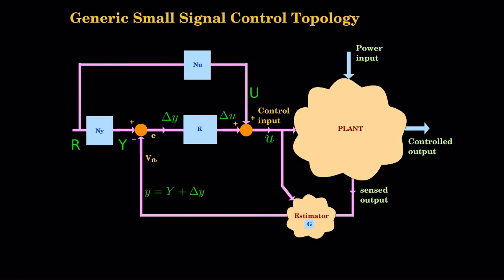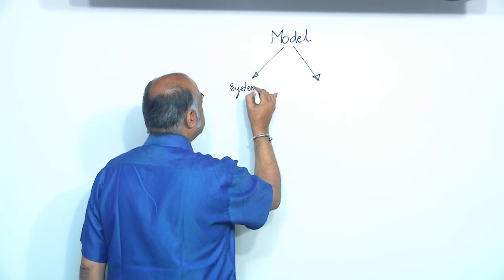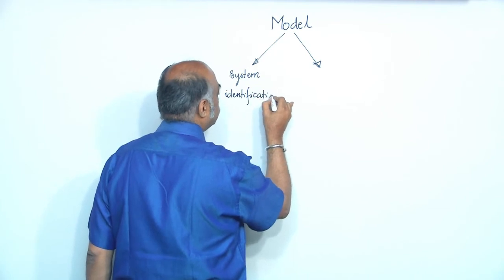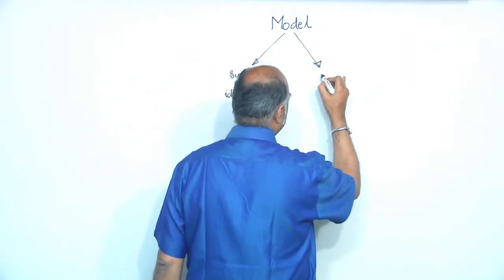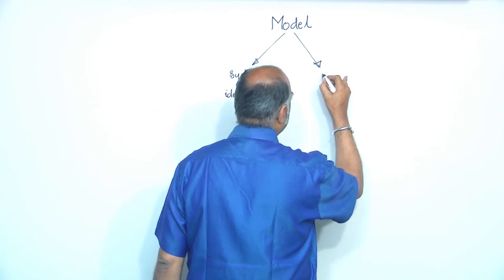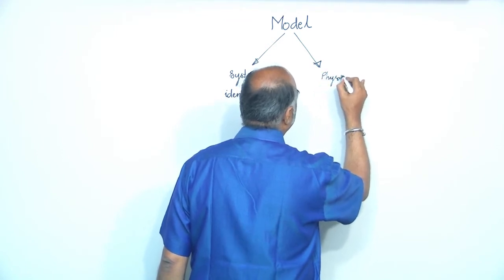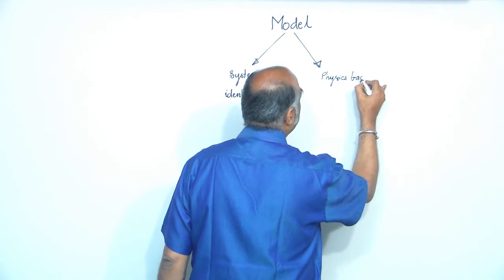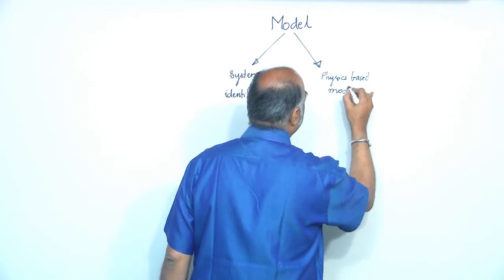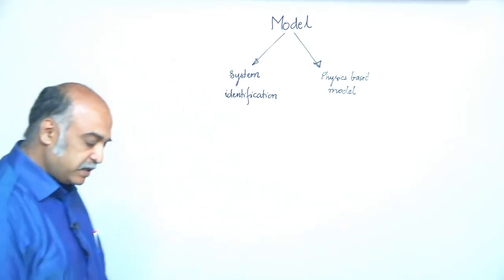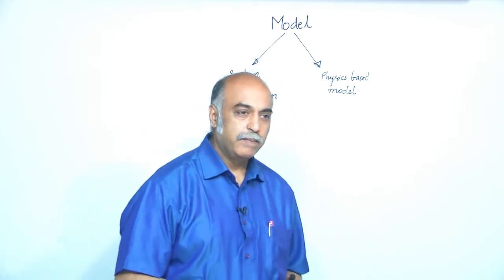So, generally models, if you see, there are two distinct categories. One is called system identification. Heard of this? The other is called the physics based model. System identification generally goes in a kind of black box approach.